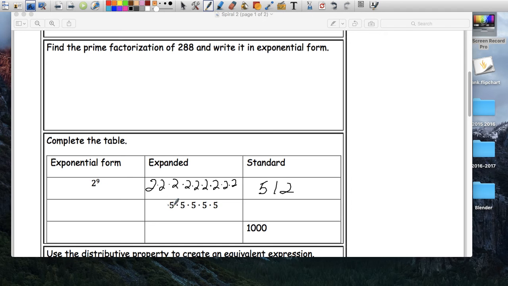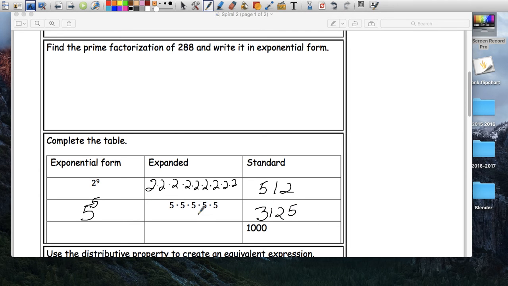On this side, the exponential form, there's 5 multiplied by itself 5 times. And 5 times 5 times 5 times 5 times 5 is a very big number, which I have no idea what it is. So because I am at home, 5 times 5, 25, 125, 625, 3,125. Hopefully I did that correctly.